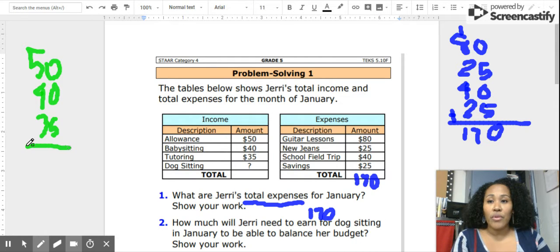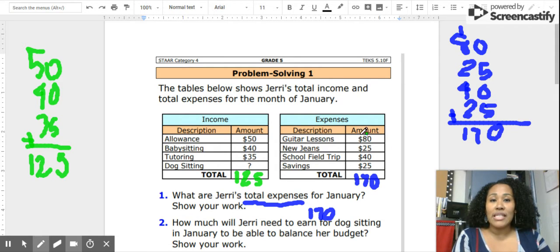That is a variable. We're not going to solve for it yet. So right now we know that she does make a total of 5 plus 4 is 9. 9 plus 3 is 12. She has a total of 125. So let's go back to the question. How much will Jerry need to earn for dog sitting in January to be able to balance her budget? So how much more did she spend than she made? So remember what those keywords mean. How much more than, how much greater than. Keywords for what? Subtraction.